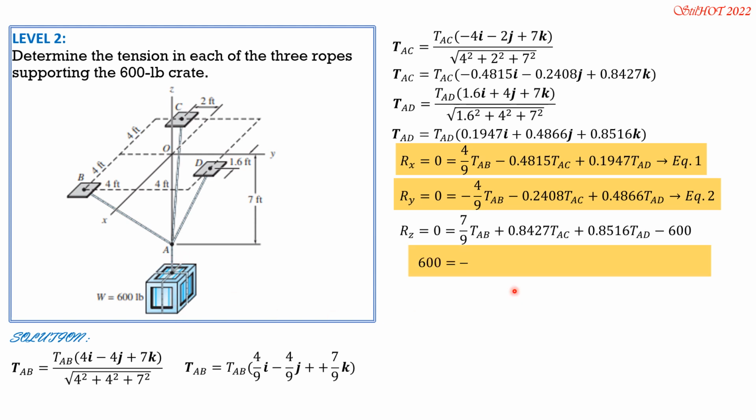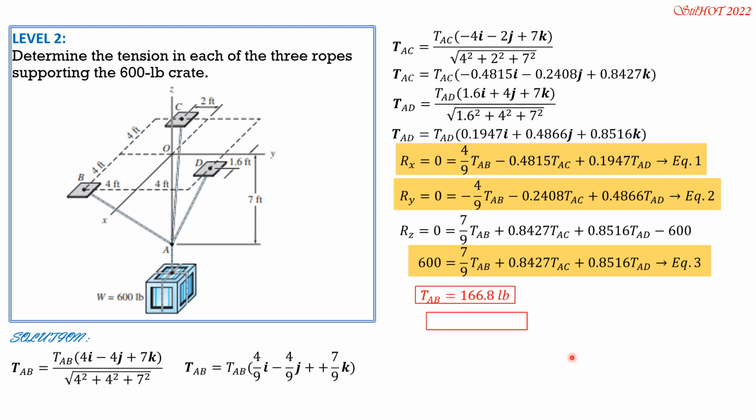So simplifying, 600 is 7 over 9 tension AB plus 0.8427 tension in AC plus 0.8516 tension in AD. Equation 3. Solving these three equations simultaneously by elimination, by substitution, or whatever available method that you're familiar with and you mastered, then we'll get tension in AB equals 166.8 pounds, tension in AC 269.4 pounds, and tension in AD 285.6 pounds.